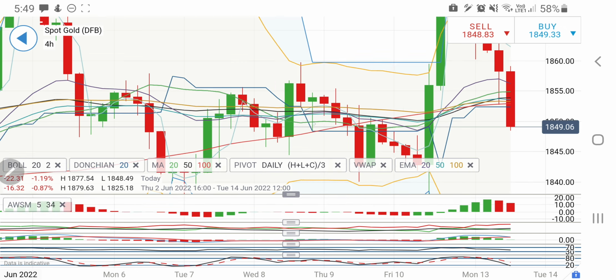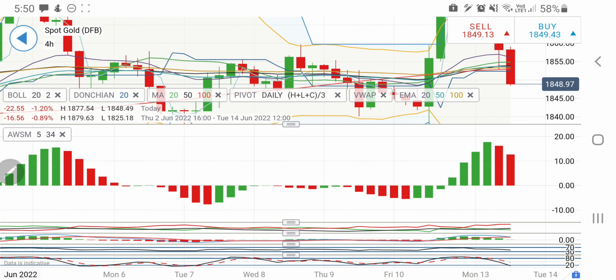Be watchful of the zone between 1850 and 1860. Do not trade there, but yes, below 1850 we can expect 1847, 1845, and below that a sharper drop towards 1840 and below levels.